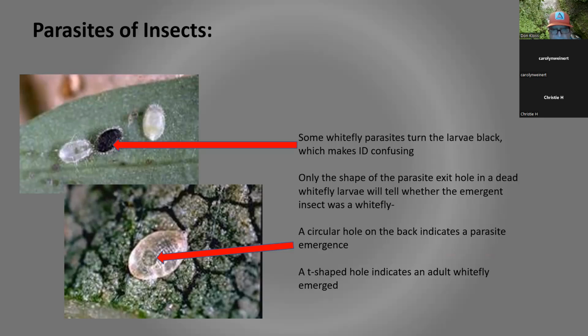And it comes down to two things. If the hole on the back is circular, that indicates that there was a parasite inside that larvae that emerged. However, if it is a T-shaped hole, that indicates that an adult whitefly emerged from that shell.